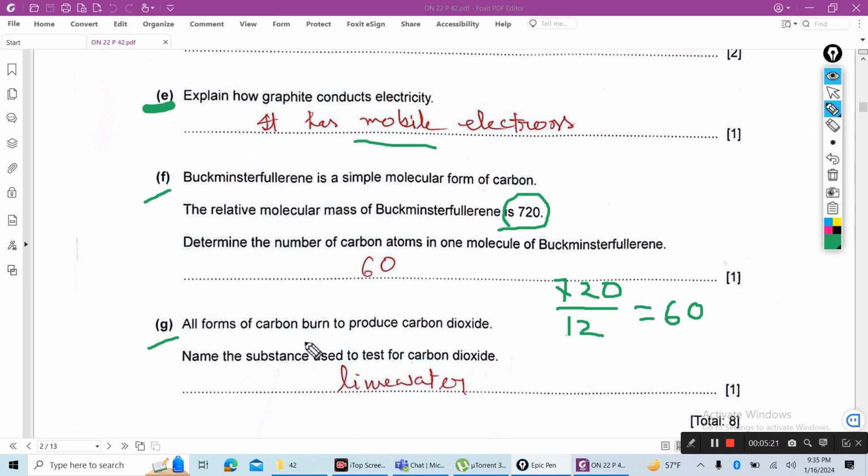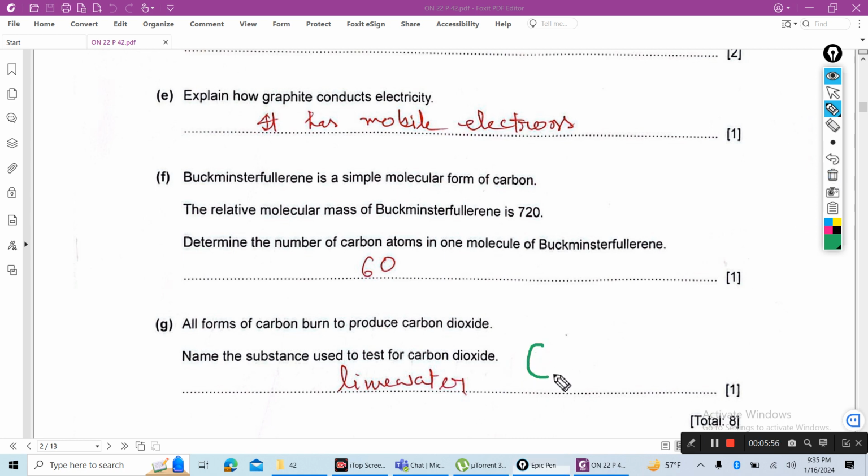G. All forms of carbon burn to produce carbon dioxide. Name the substance used to test for carbon dioxide. Lime water. You know, carbon dioxide turns lime water milky.